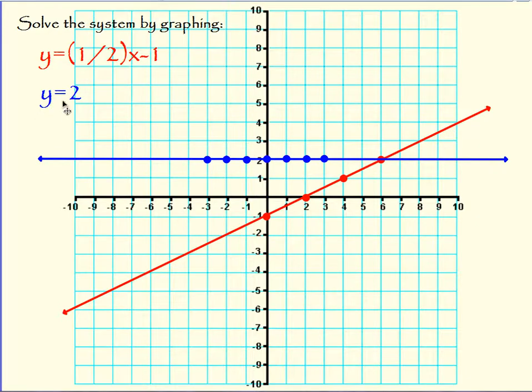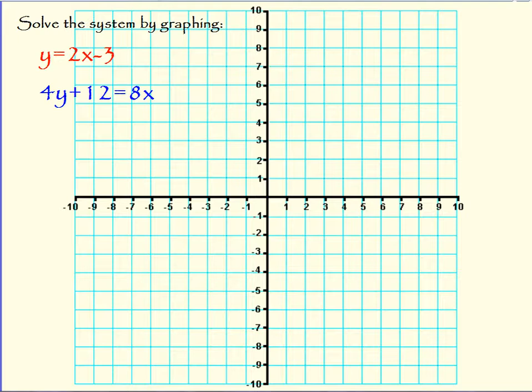I could rewrite that equation if I wanted to. y equals 0x plus 2. This is the type of equation with a slope of 0. These equations very much have a point where they meet. They meet at the point (6, 2), and that is our solution. I would take the time to plug that x value and y value into both equations and make sure that they satisfy both equations. But for now, in interest of time, we're going to move on to our next system.